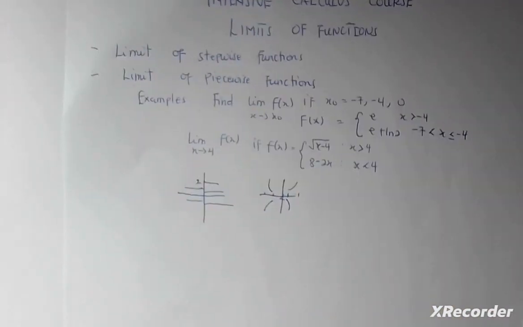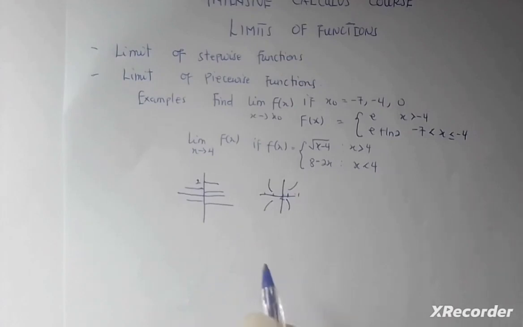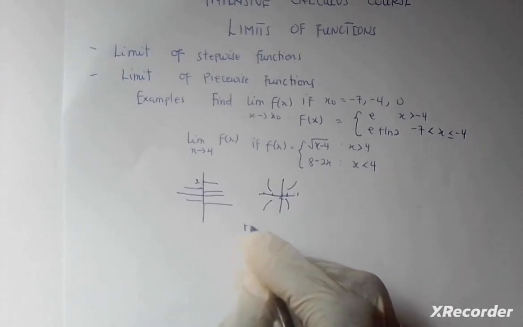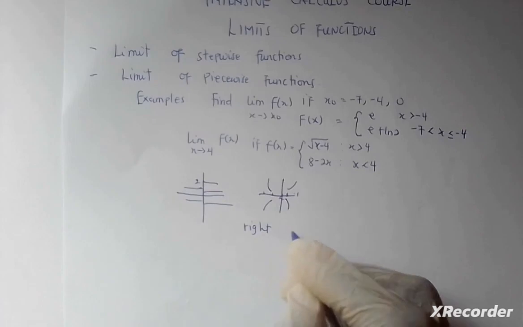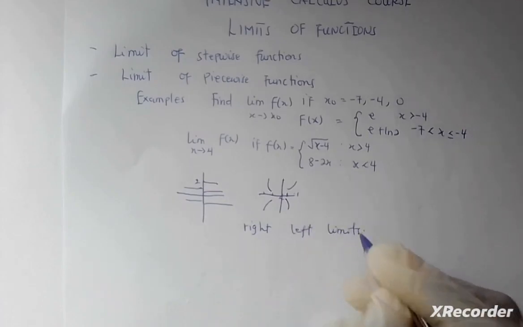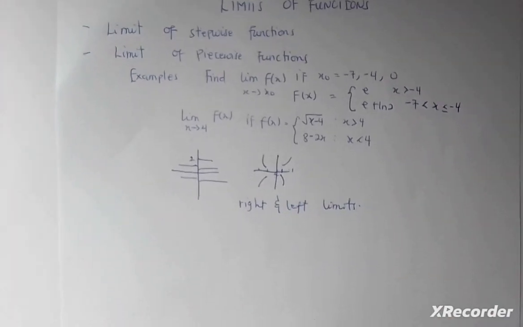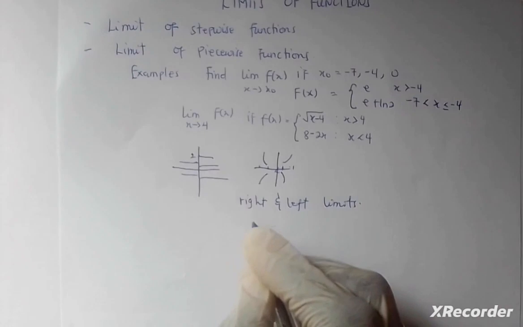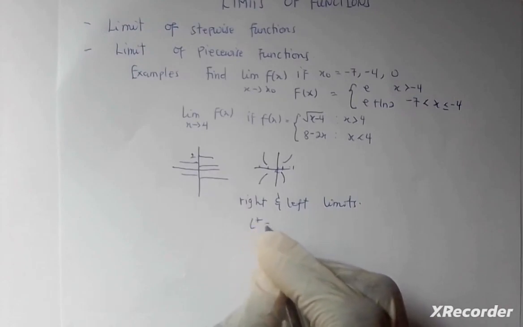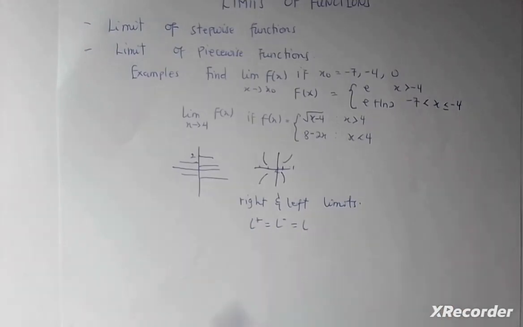So, back to what we have for this class, limit of functions and limit of stepwise and piecewise functions. We are going to talk about the right limit and the left limit. So, a limit of a function is defined when the right limit L plus is equal to the left limit, which is equal to a value L.